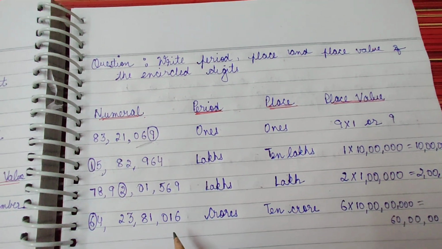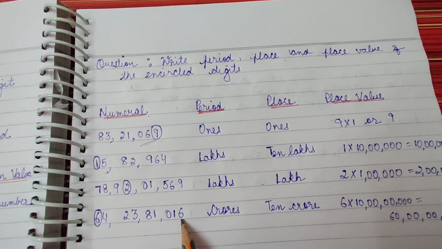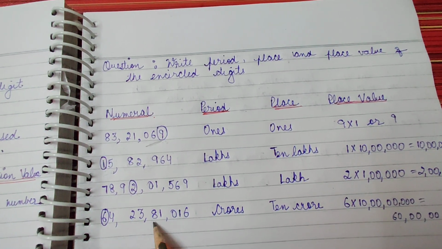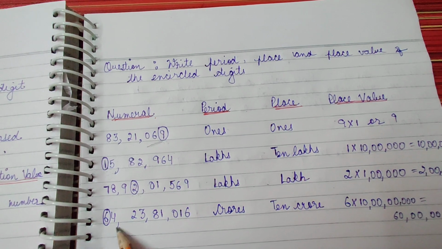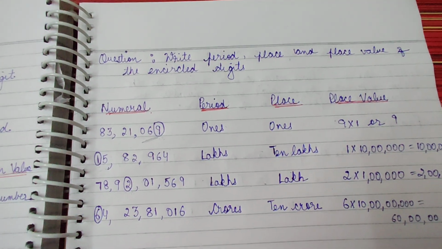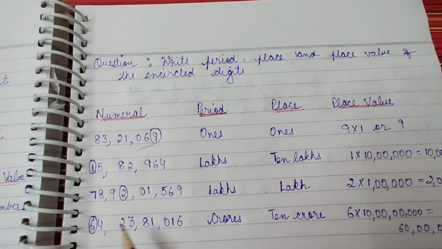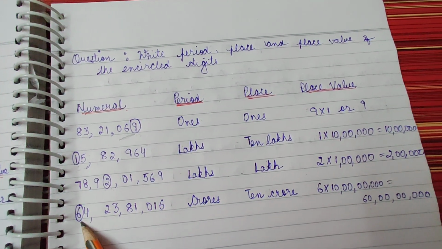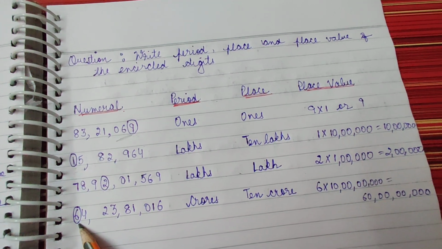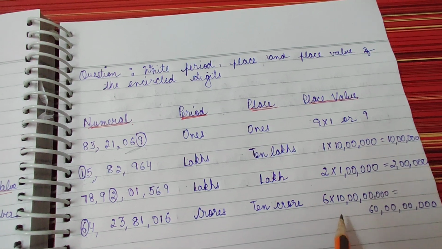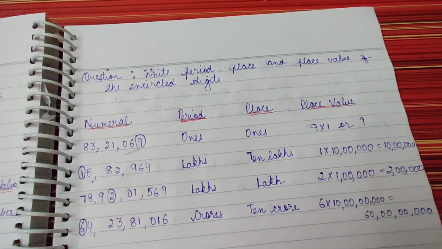Now in the next part, you have to tell the period, place and place value of 6. Let us quickly see. It is at which place? Ones, tens, hundreds, thousands, 10,000, lakh, 10 lakh, crore, 10 crore. It is at which place? 10 crore. And 10 crores lies under which period? Crores. And to find its place value, what is the face value of 6? 6. Multiply by its place. 6 into 10 crores. What do you get? 60 crores.